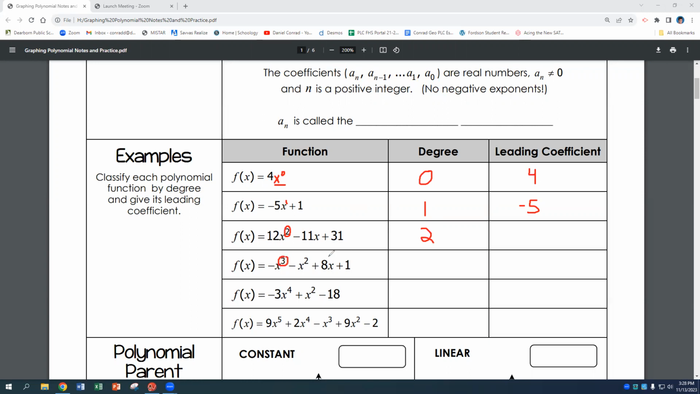We have a third degree polynomial here. We have a fourth degree polynomial. And we have a fifth degree polynomial. It doesn't matter what order you write them in. The largest exponent is going to be the degree of your polynomial. Okay, and then whatever coefficient is in front of that term, that's going to be your leading coefficient. So 12, -1, -3, and 9. Your leading coefficient is the number in front of the largest exponent of your polynomial. Okay.